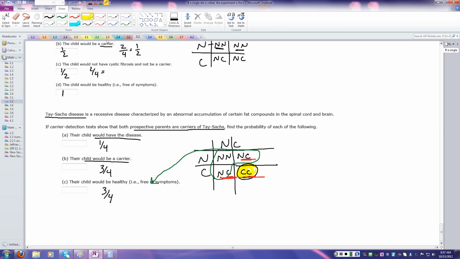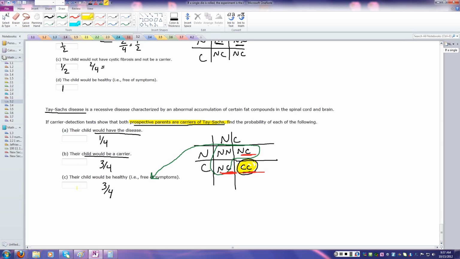So you have to be able to read for your parents. So both prospective carriers carry the disease. I have NC, NC, so that gives me my probabilities here. So let me know if you have any questions in this section, and you need to know the disease they're talking about, if it's dominant or recessive.